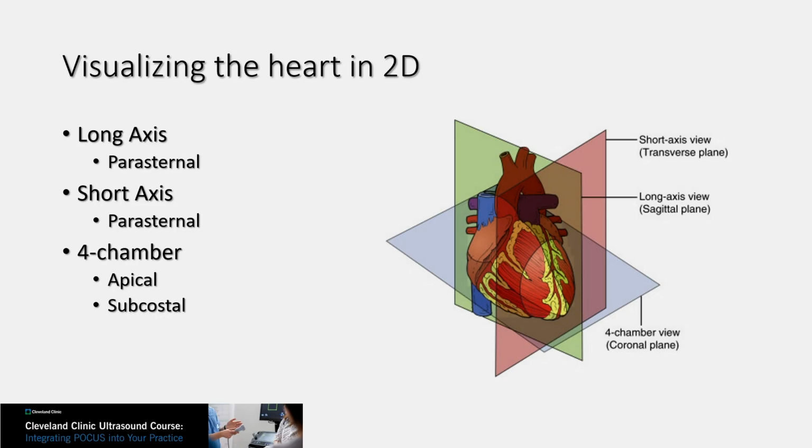So long axis is parasternal, short axis is parasternal again, while apical 4-chamber views are obtained in apical and subcostal views. As you can see, there are sagittal plane and coronal plane, and all you have to do to move from sagittal to coronal is rotate the probe by 90 degrees.